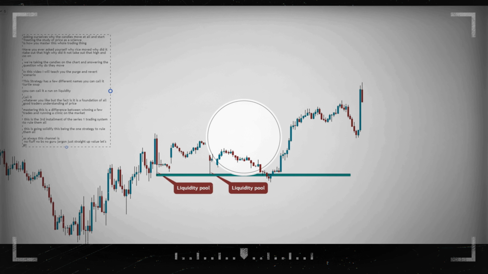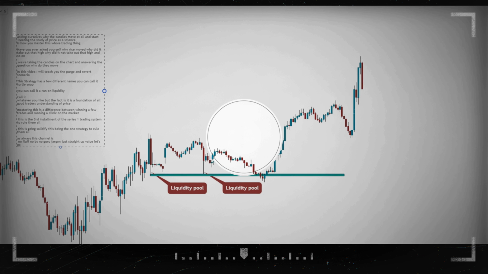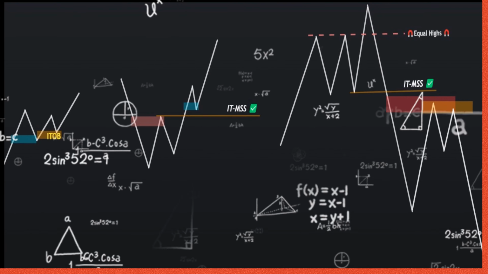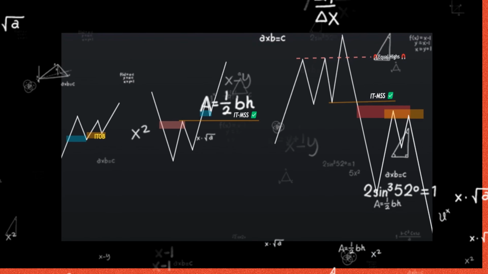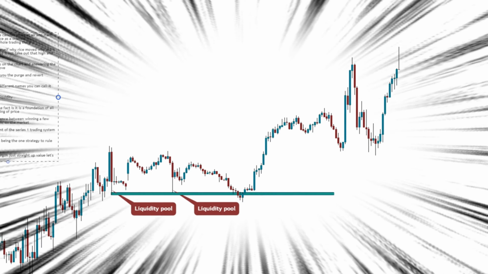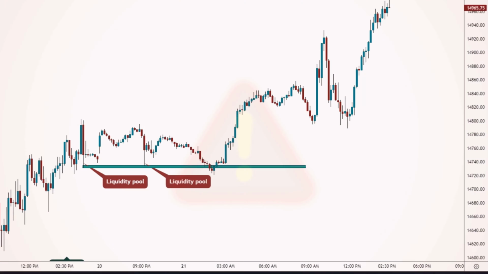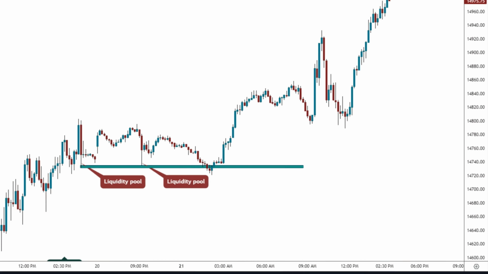This is the third installment of the series, One Trading System to Rule Them All. As you'll see, this is going to solidify it as being the one strategy to rule them all. And your look for the ultimate strategy and system is over. As always, this channel is no fluff, no BS, no guru jargon.